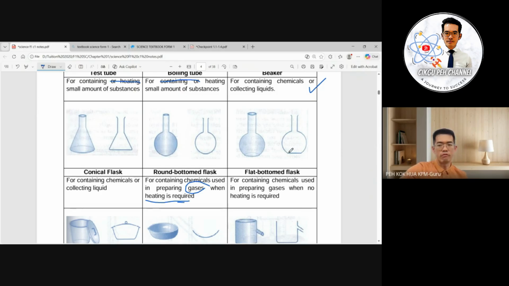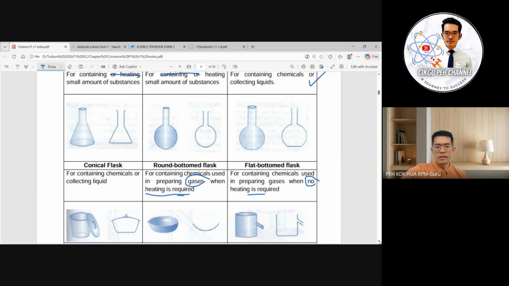When the bottom is flat, we call it a flat bottom flask. Here we also contain a chemical for preparing the gas, but no heating is required. So this is the difference between the round bottom flask and the flat bottom flask. Okay, then we go for the next.